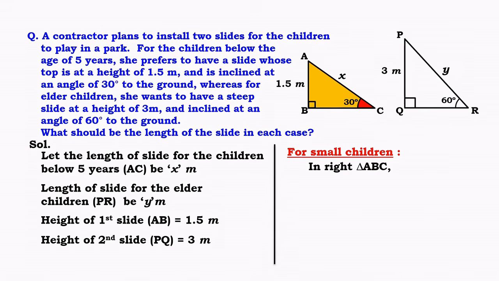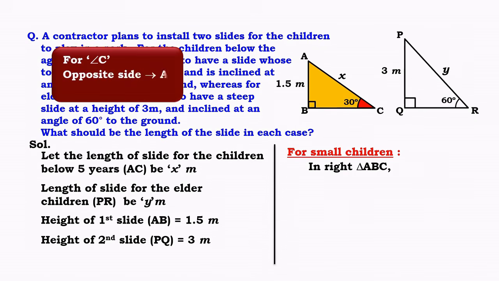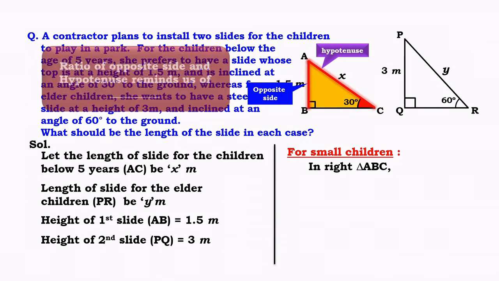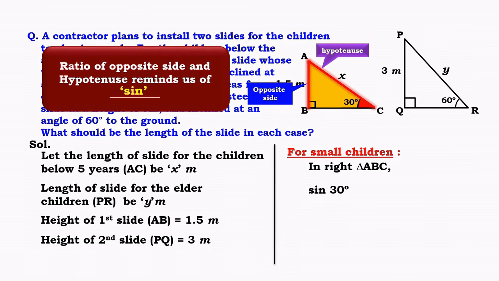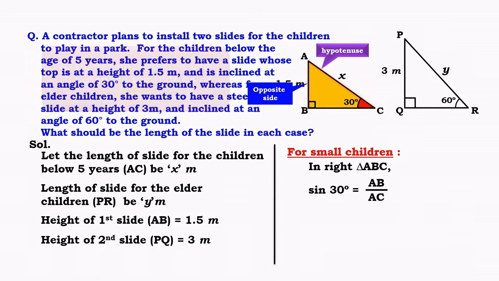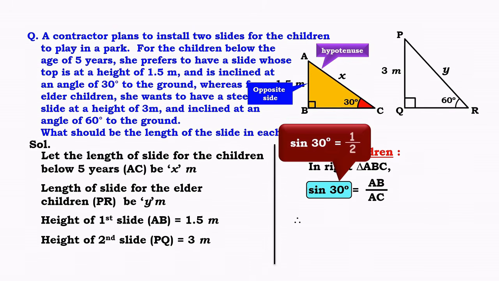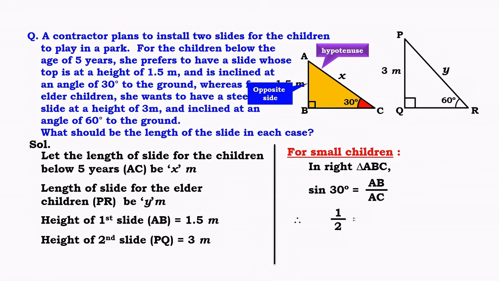The ratio of the opposite side to the hypotenuse reminds us of sine. Therefore, sin 30 degrees is equal to 1.5 divided by x. We know that sin 30 degrees is 1 divided by 2. So, 1 divided by 2 is equal to 1.5 divided by x. Now, we cross multiply. We get x equal to 1.5 multiplied by 2. Therefore, x is equal to 3. So, the length of the slide for children below 5 years is 3 meters.